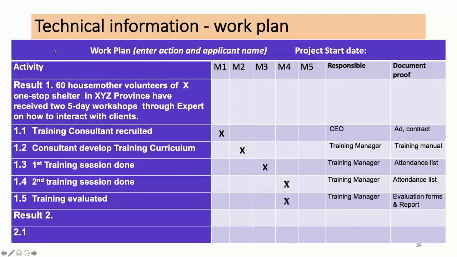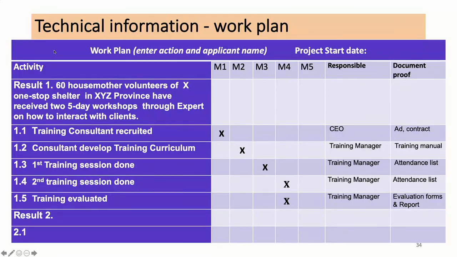Activity 1.2, the consultant develops the training curriculum. That will be done in month 2. The training manager is responsible to ensure that there's a training curriculum developed, and the training manual is the evidence that we have at the end of month 2 that this activity has been successfully completed. Activity number 3, the first training session for 5 days, will happen in month 3. The training manager is responsible. The attendance register of that first training session is the evidence we have that this has been successfully completed.